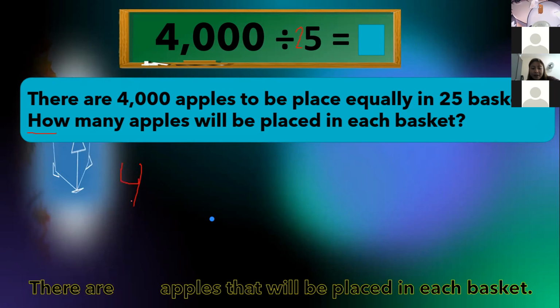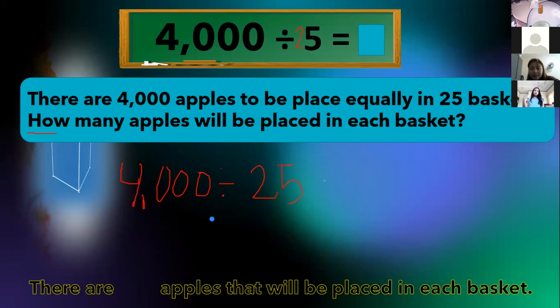Very good, 4,000 divided by 25 is equals to? So how much is it? 4,000 divided by 25. So this is our number sentence. If Teacher Mary will ask you, what is our number sentence? Okay, so this one is our number sentence.